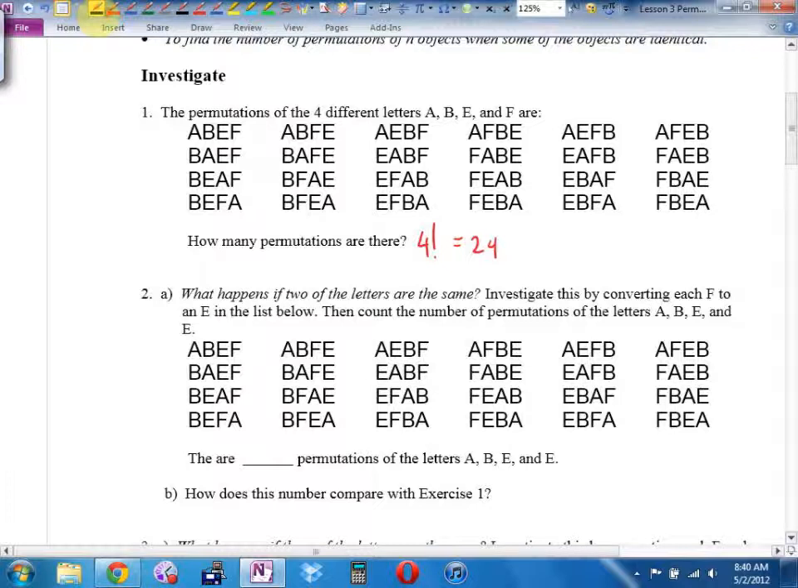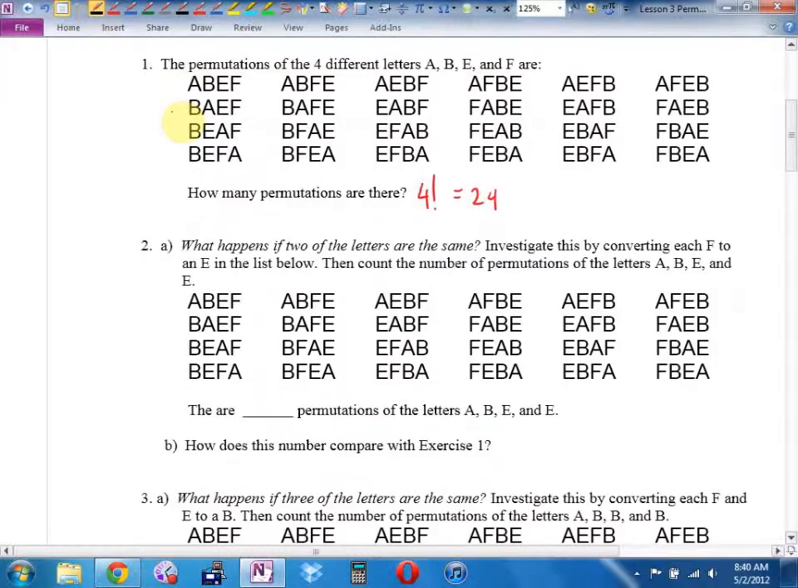We're going to investigate this, and the way we're going to investigate this is, in this group of letters, which came from 4 different letters, we're going to make every F an E by just adding a line like that. Can you do that really quickly with your pencil or pen? Because now what we're saying is, what happens when you have 2 E's in every word?